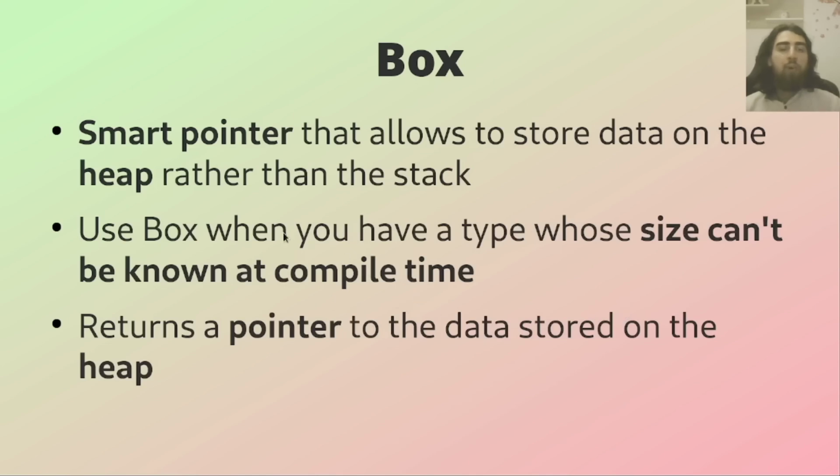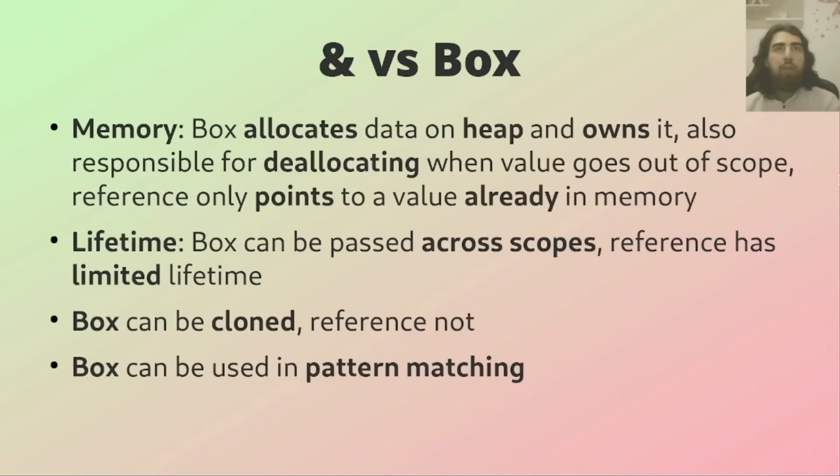So let's see Box. Box is a smart pointer that allows us to store data on the heap rather than the stack. And you can use Box when you have a type whose size can't be known at compile time. It returns a pointer to the data stored on the heap. So what's the difference between a reference and a Box? In terms of memory, a Box allocates the data on the heap and owns it. It's also responsible for deallocating when the value goes out of scope.